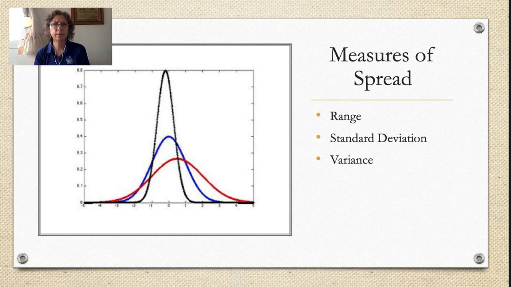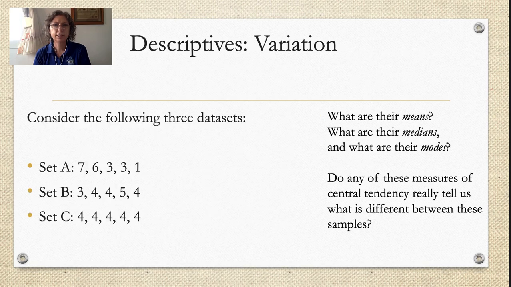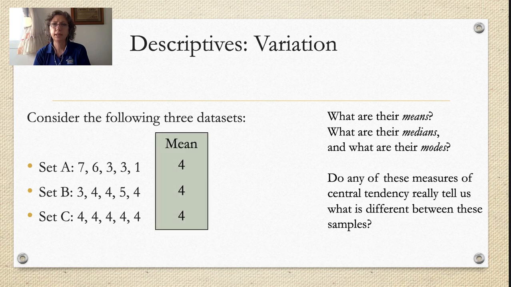Now, why would this matter? Consider the following data sets here. If we have set A with these numbers, set B with these numbers, and set C with these numbers. What are the means in each of those sets? Well, the mean for set A is 4, the mean for set B is 4, and the mean for set C is 4.